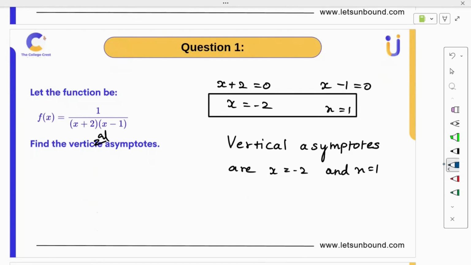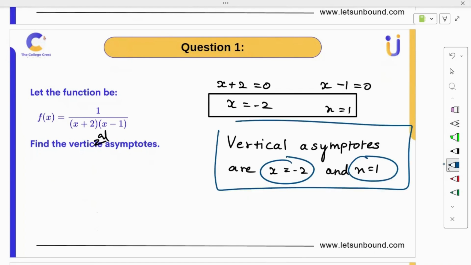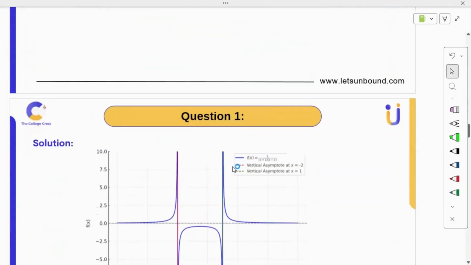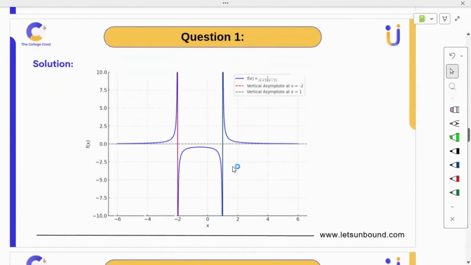Hole means I can say at that point, throughout this line, it's a vertical asymptote. Okay, so write it this way. Next one, simple example, first question. Second question, okay, here is a behavior.